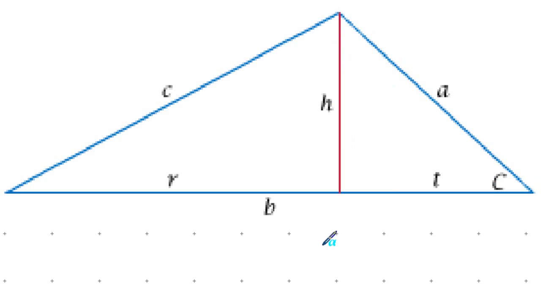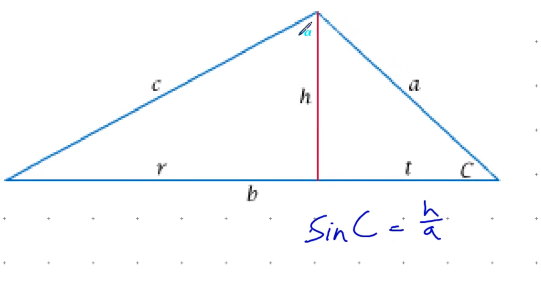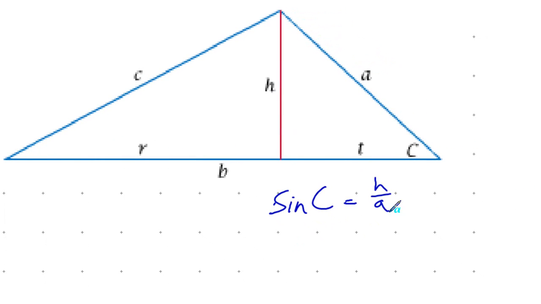I know essentially that the sine of that big C is going to be equivalent to my opposite over adjacent. In this case it is h over a. And if I want to solve for that height, or that h value, I could multiply both sides by a. I'm left with a sine of big C is equal to h. So this h value here is nothing more than a sine of big C.